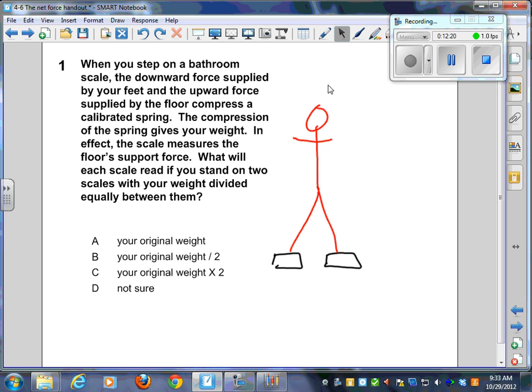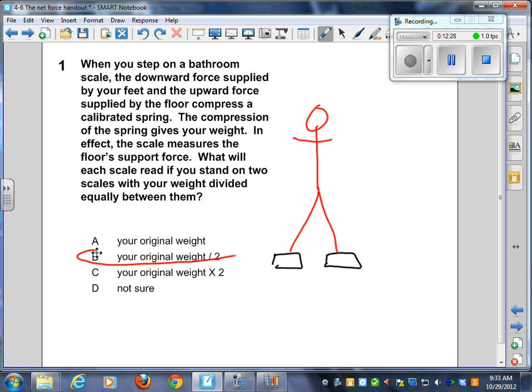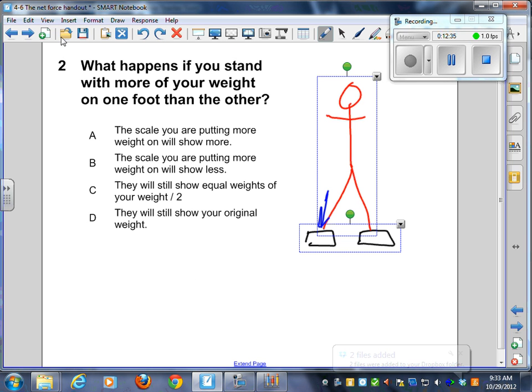All right, so what's your answer here? What should it be? B, your original weight divided by 2. It's not your original weight. Did you not see me stand up there with those two scales? Half your weight. What if you lean on one more than the other?